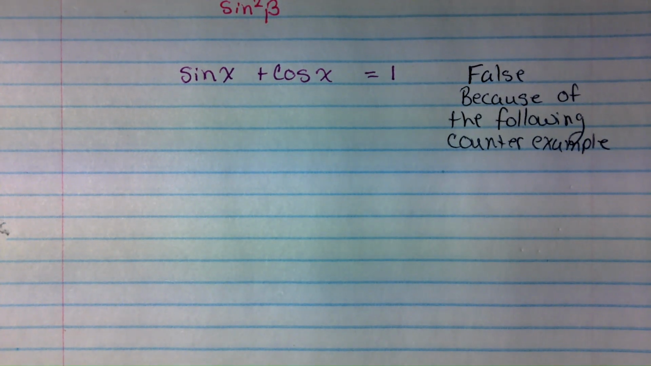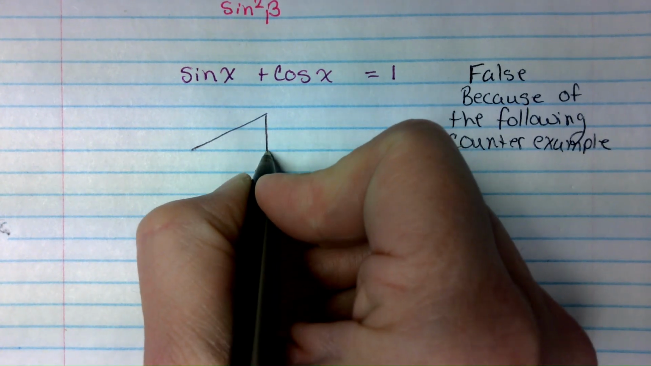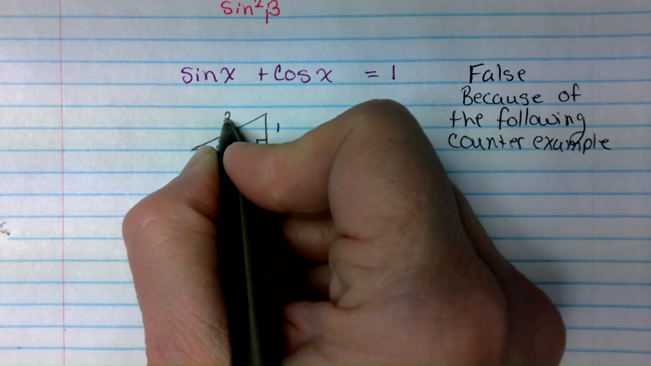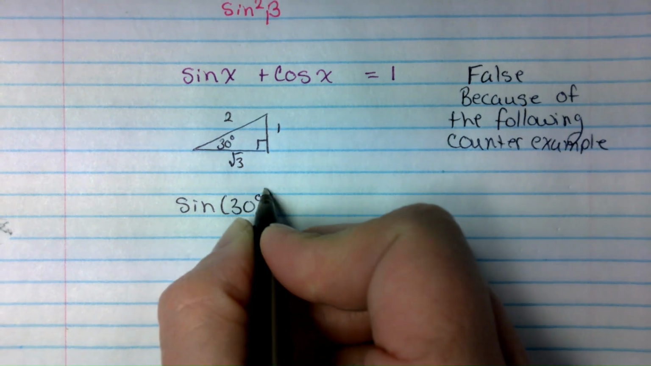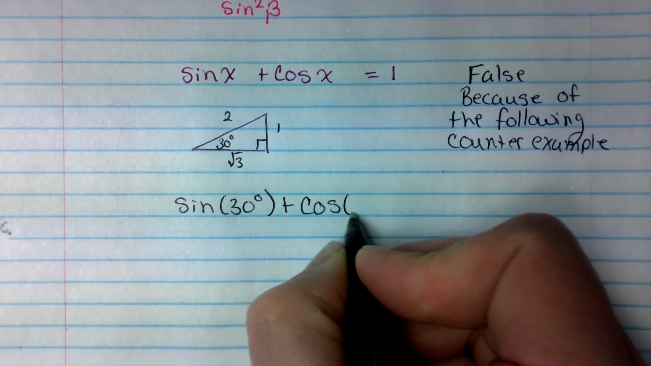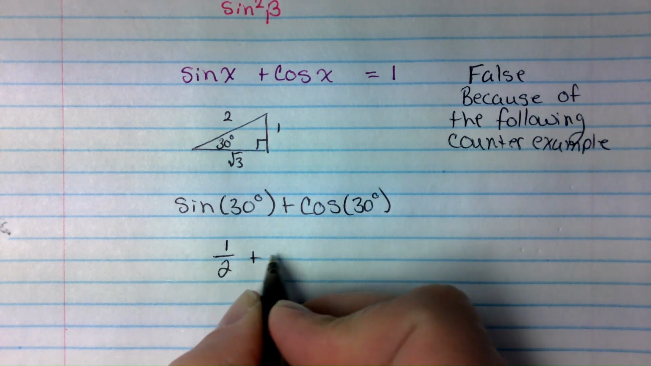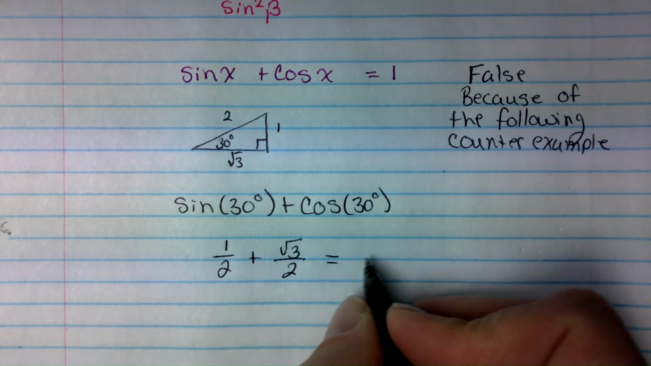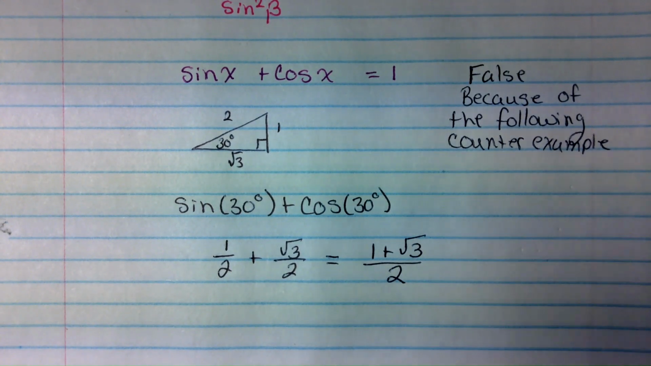So I am going to pick a 30, 60, 90 type triangle, and I'm going to use 30 degrees. Okay, have my triangle drawn. So the sine of 30 plus the cosine of 30 would be 1/2 plus the square root of 3 over 2, which is going to equal 1 plus the square root of 3, all divided by 2.